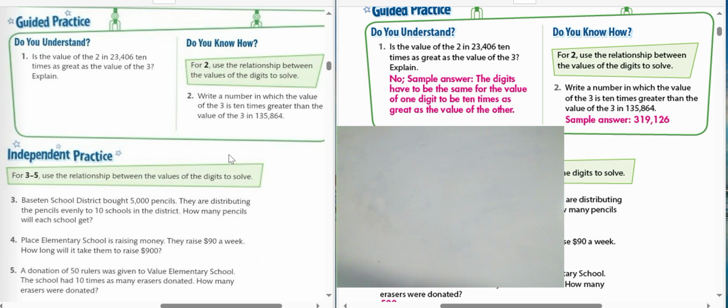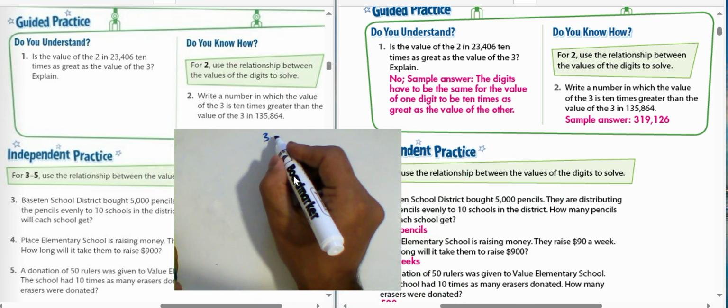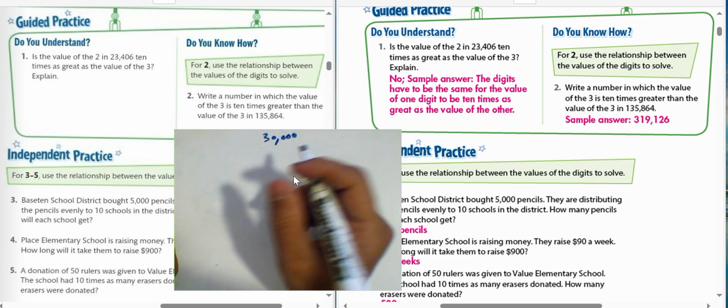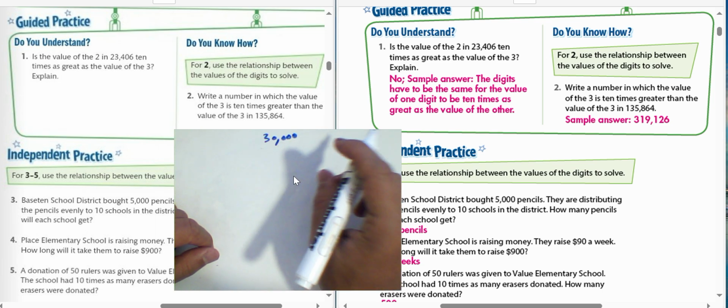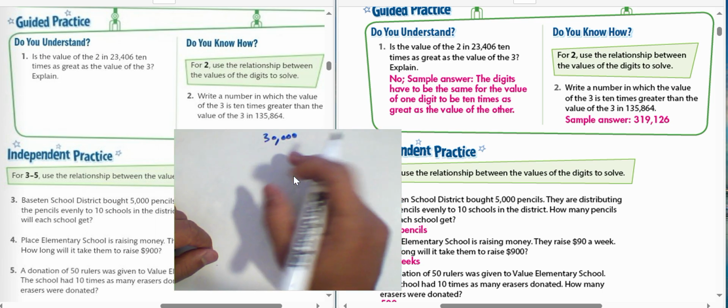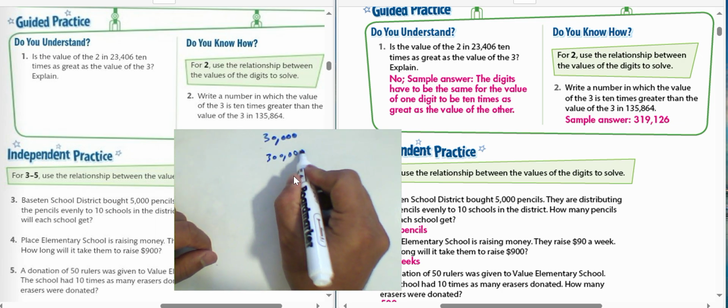Question number 2. For number 2, use the relationship between the values of the digits to solve. Write a number in which the value of 3 is 10 times greater than the value in the number. We have this number, and the value of digit 3 here was what? It was 30,000. Okay, the value of digit 3 here will be 30,000. And what does he want us to find? Write a number in which the value of the 3 is 10 times greater than the value of the digit in this number. So we must write a number greater than this. It will be like 300,000.